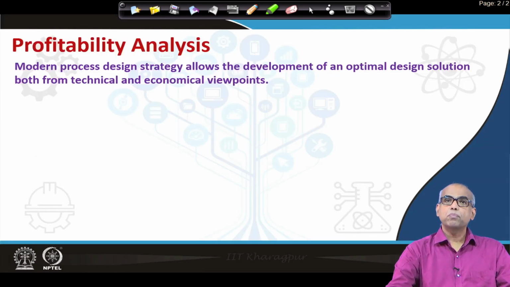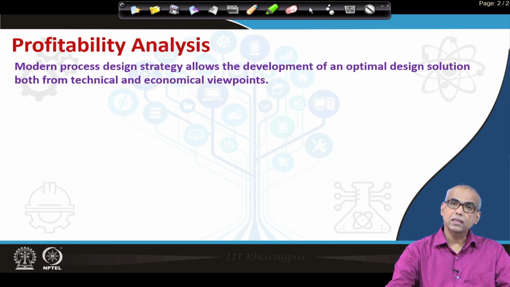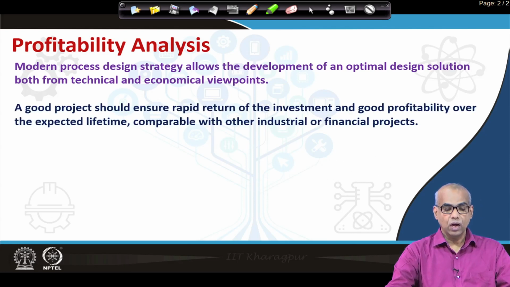So, what do you understand by profitability analysis? Modern process design strategy allows the development of an optimal design solution both from technical and economical viewpoints. A good project should ensure rapid return of the investment and good profitability over the expected lifetime, comparable with other industrial or financial projects.